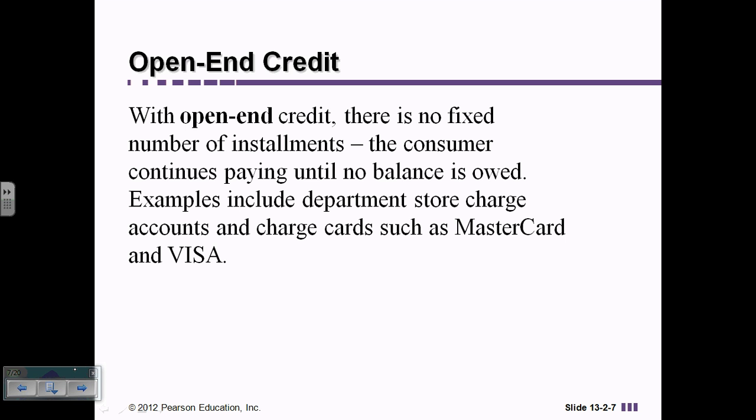Open-end credit means that there's no fixed number of installments. A department store credit card is the best example. They tell you that you've got $1,000 credit. You might never use it, or you might go and use it all and pay it off with a monthly payment. So those are two different types of installment payments that you can think about.